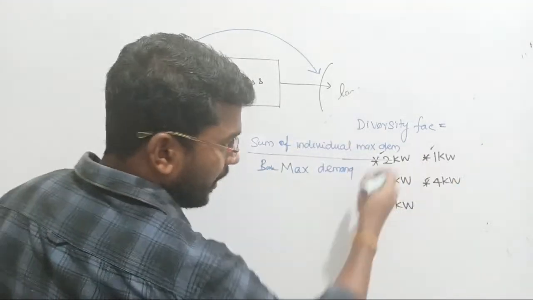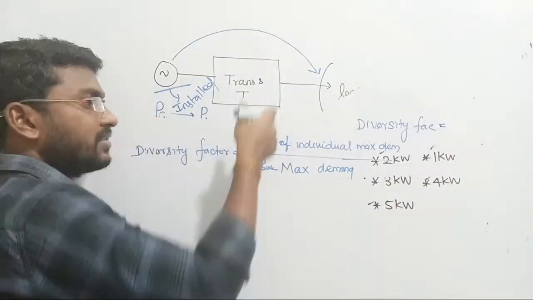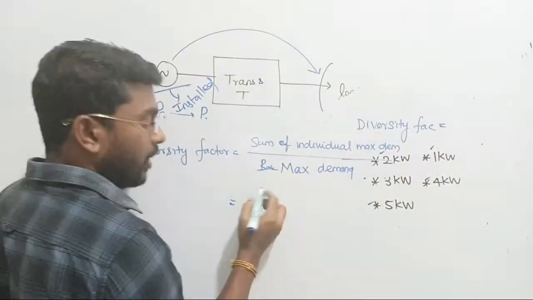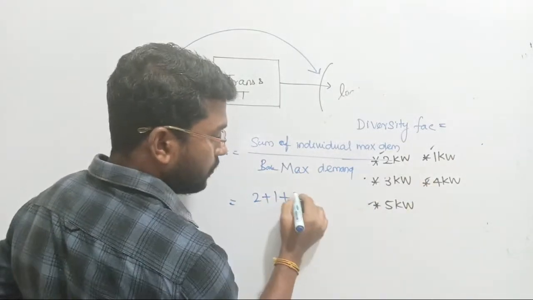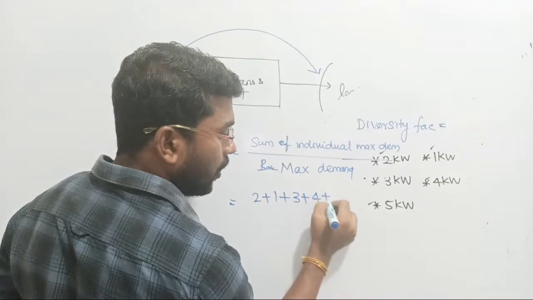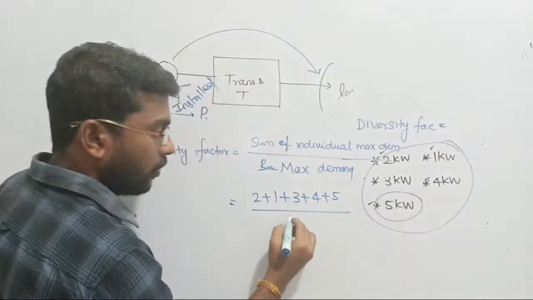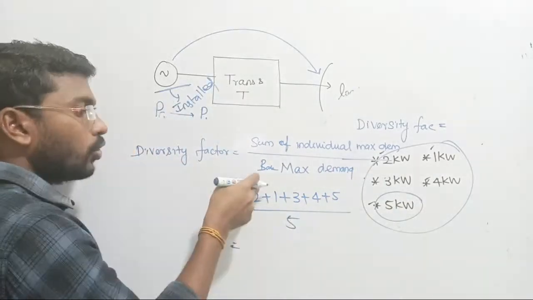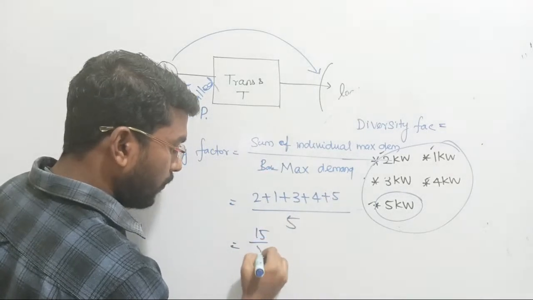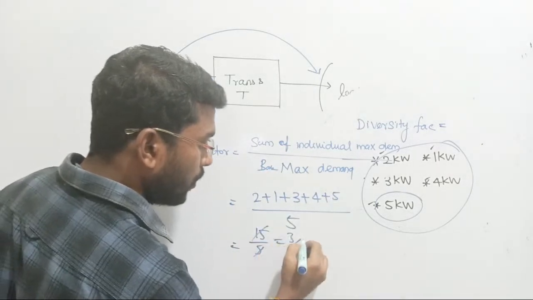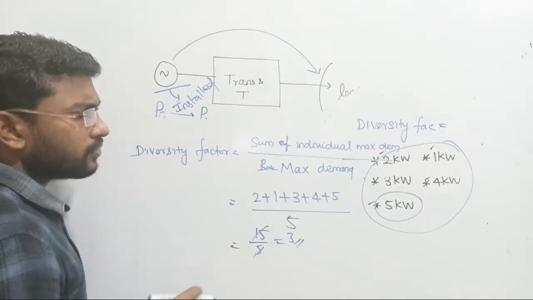Now, with this data, how do you solve this? Find out the diversity factor. Diversity factor is the sum of individual maximum demand. For my house, my demand is 2 kilowatt, for the second person my cousin is 1 kilowatt, my neighbors are consuming 3 kilowatt, 4 kilowatt, 5 kilowatt, divided by the maximum one out of these 5, which is 5 kilowatt. If you add 2 plus 1, 3, 3 plus 3, 6, 6 plus 4, 10, 10 plus 5, 15, divided by 5 is going to be 3. Now see that, that is 3.